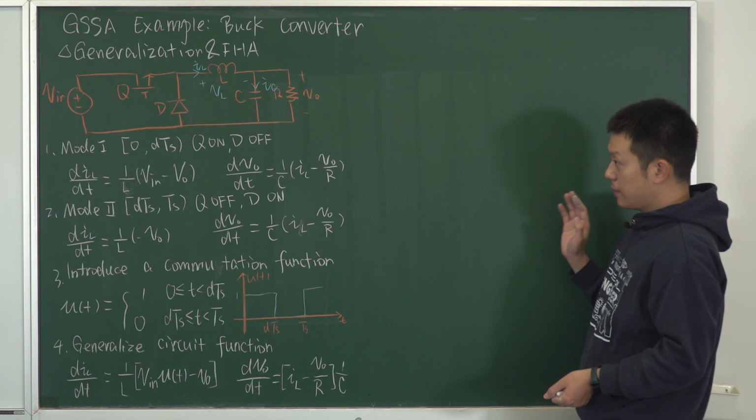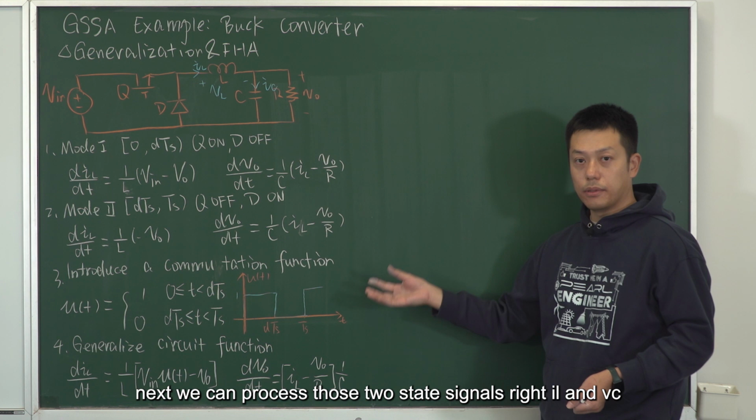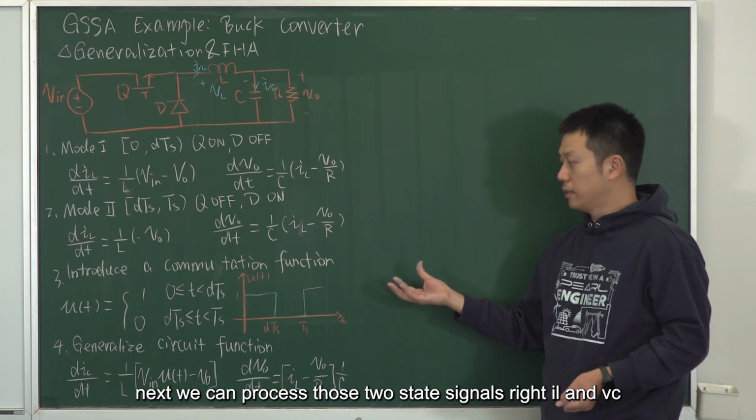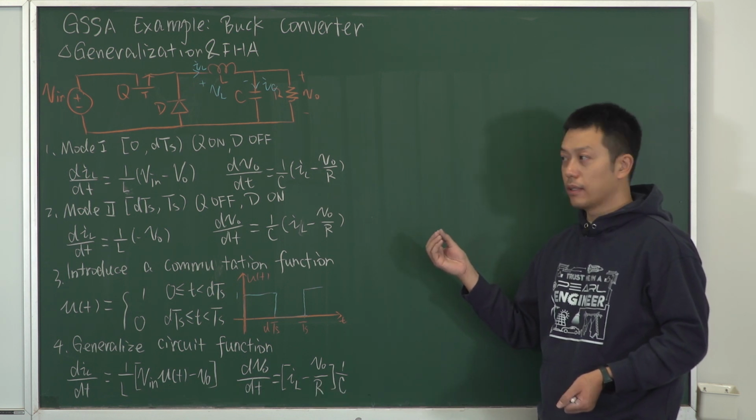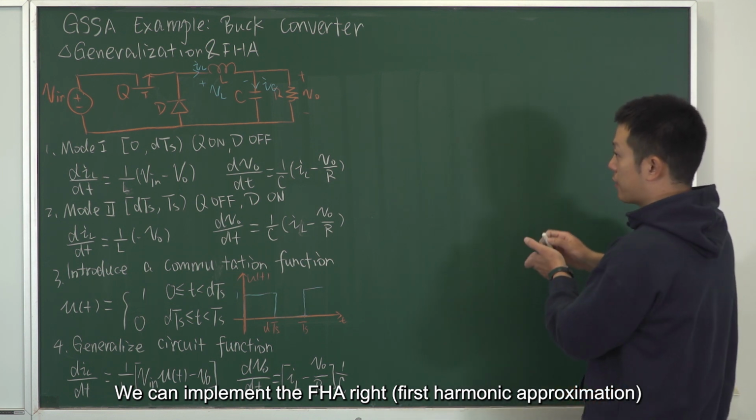Okay, next we can process those two state signals, right? IL and VC. We can implement the FHA, right? First, the harmonic.